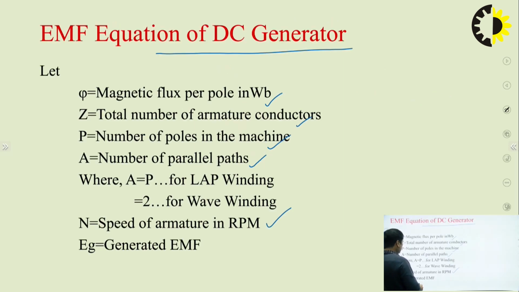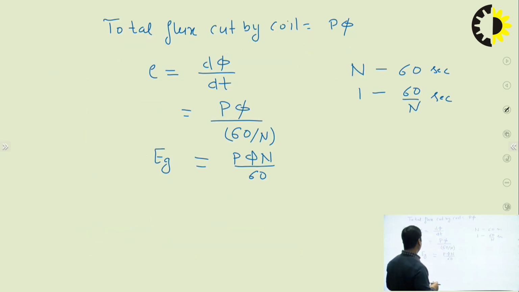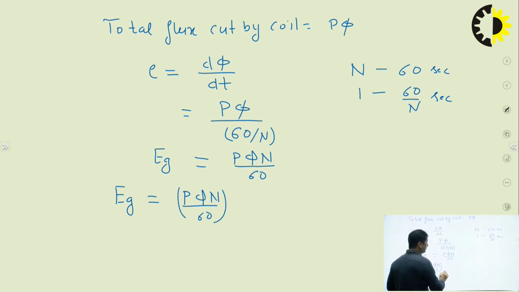This is the voltage generated by a single coil. And we know that the total number of conductors is Z. So the total average voltage induced in a conductor will be given by P phi N upon 60 into the total number of conductors per parallel path, where Z is the total conductors and A is the total number of parallel paths.